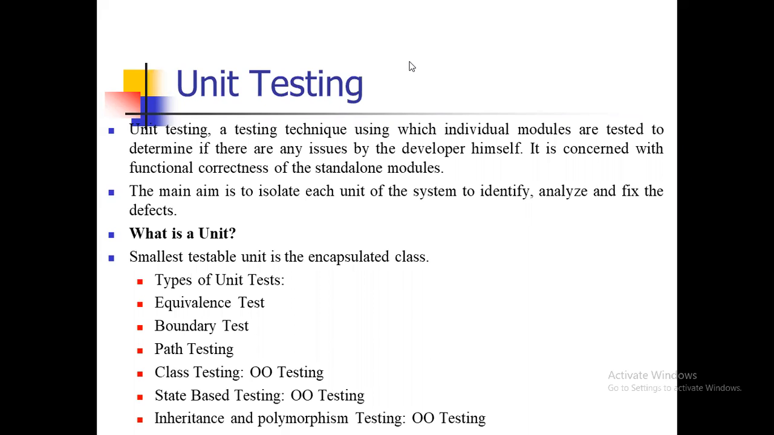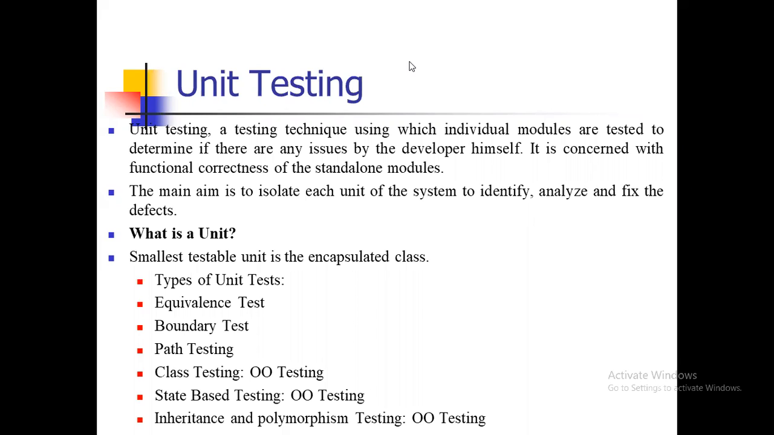So in the admissions example, a valid percentage is 50 or 50.1 or 51. Okay, and an invalid percentage is less than 50, like 49, 48. Okay, so here the upper boundary is up to 100% and the lower boundary is at least 50%. Okay, that is boundary test.